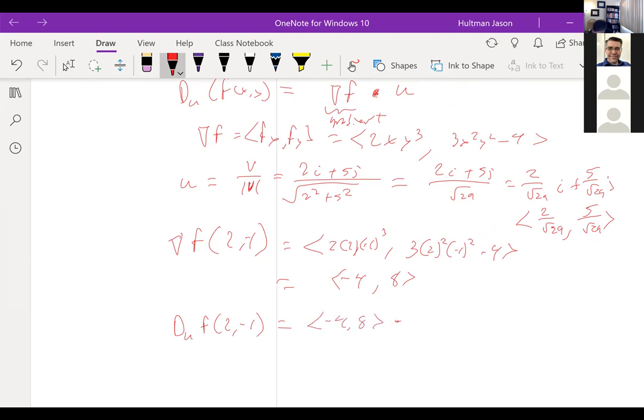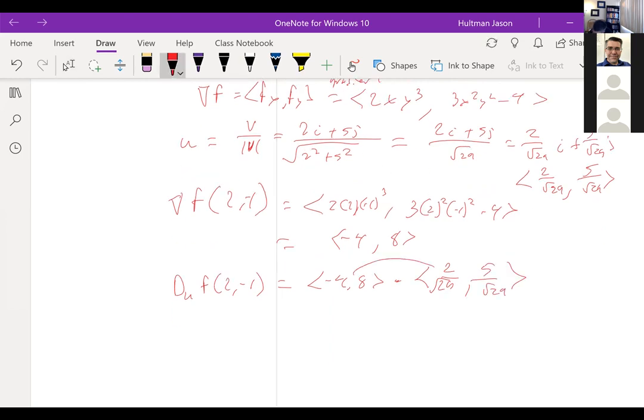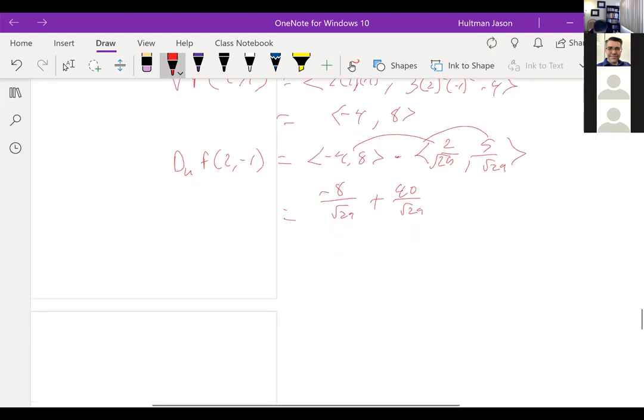And so the directional derivative of f at 2, -1 is going to be -4, 8 dotted with 2 over radical 29, 5 over radical 29. So now let's just dot these. This is -8 over radical 29 plus 40 over radical 29, which is 32 over radical 29. That's the value of my derivative in that direction.